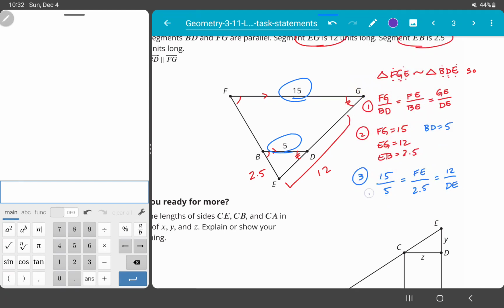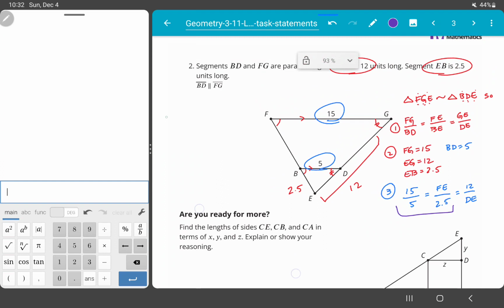So we can use our first proportion right here. 15 over 5 equals FE over 2.5. There's lots of strategies for solving proportions. The strategy that I'm going to use for this one is I'm looking at the numbers 15 and 5, and I notice that this is basically 3. So I'm just going to simplify that to 3. And then this is going to be FE divided by 2.5.